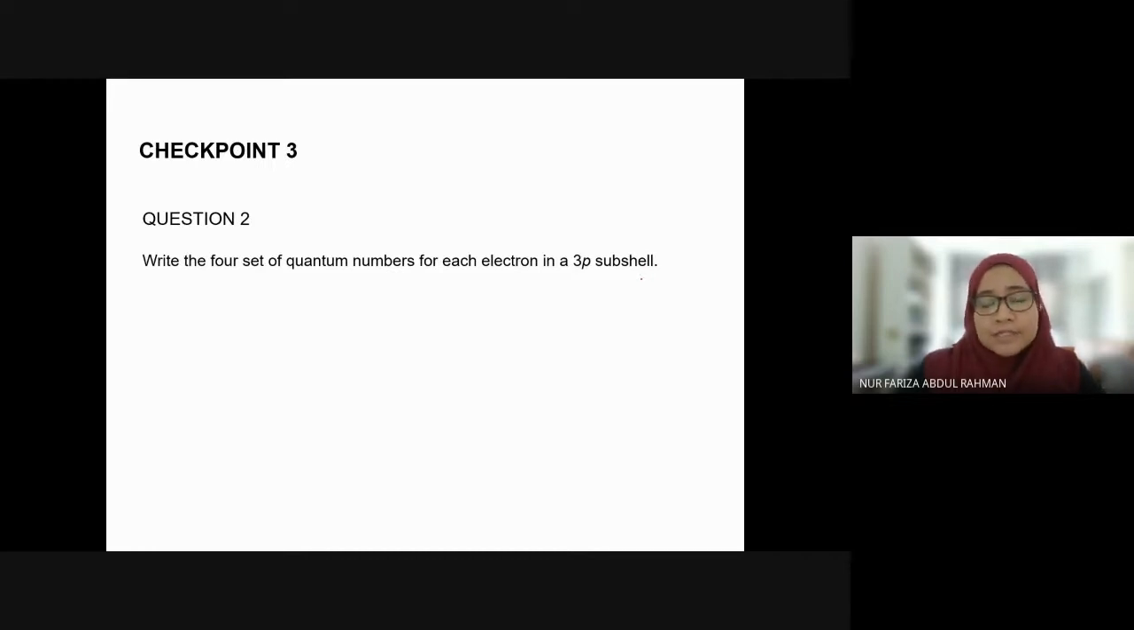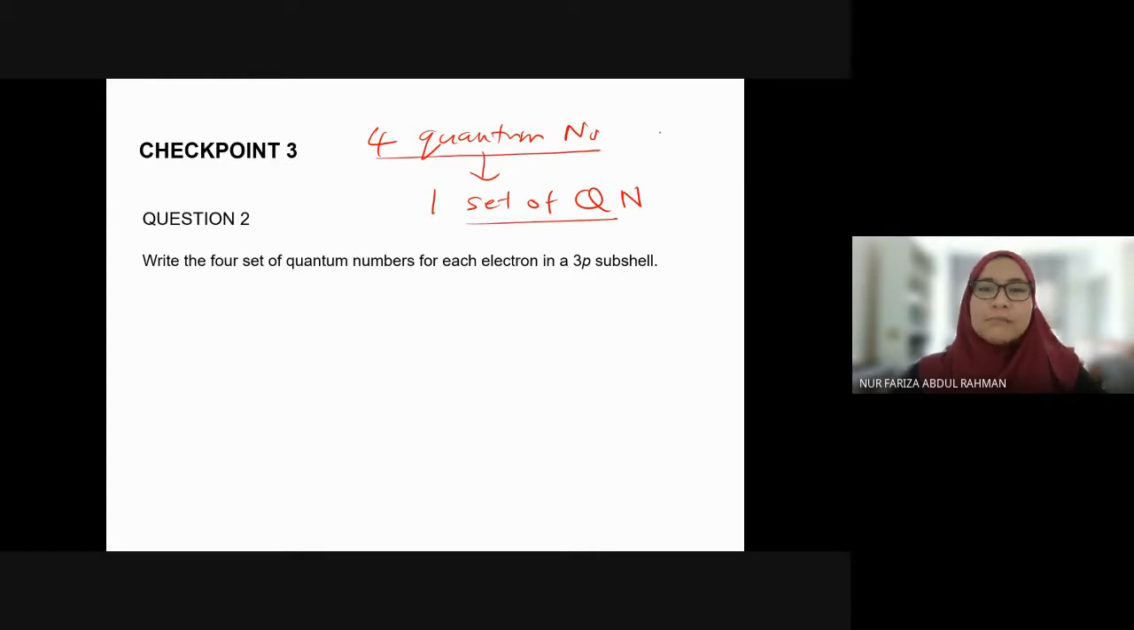Remember I mentioned this earlier when we were on the topic of the orbital itself. To locate an electron, we use the quantum numbers. So we have 4 quantum numbers. These 4 quantum numbers we can group into one set of quantum numbers. So one set of quantum numbers should consist of 4 quantum numbers, which are N, L, ML, and MS. So each electron should have its own quantum number set. Understand? For one electron there must be N, L, ML and MS.